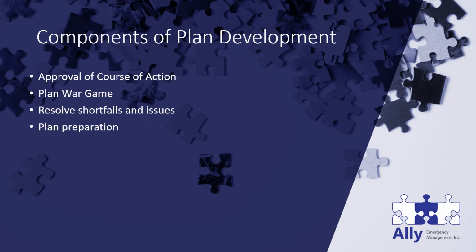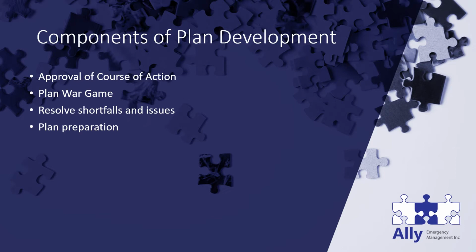Here are the general components of plan development. First off, approval of your course of action. So remember from the previous stage, which was course of action development, you've taken a number of possible options, you've assessed it against certain criteria, and you've come up with the one that you think is most likely to get you to success. Depending on your organization, there might be some kind of approval process. It might be as simple as you and your team sitting down and going, yeah, we like course of action number 2, or there might be a more formal briefing and approval process involved.